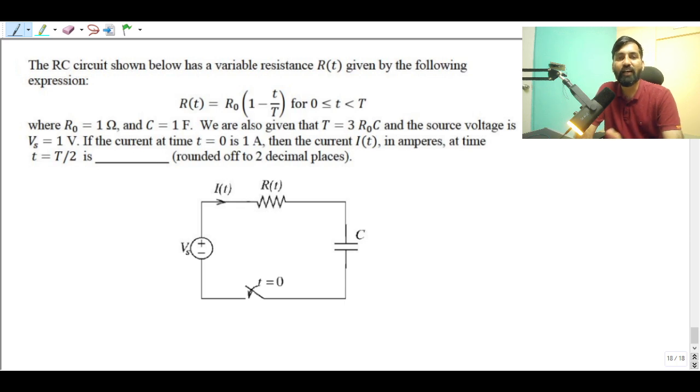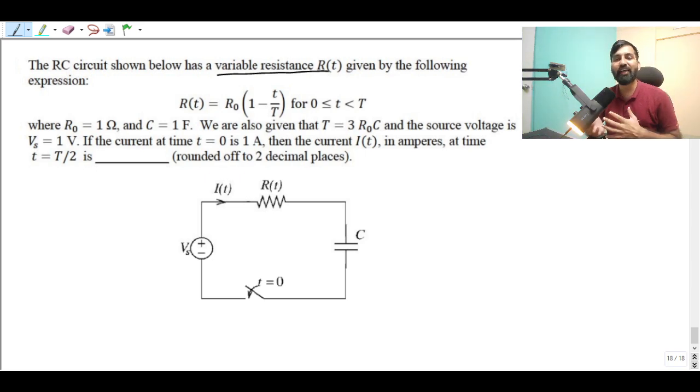So the RC circuit shown below has a variable resistance. This was one of the very good questions that was asked in GATE 2019. So what we can expect here is in 2025 also we can expect the same question. The resistance is given by the following expression: R(t) is equal to R naught times (1 minus t by capital T), where t is ranging from 0 to capital T, where R naught is 1 ohm, C is 1 farad. So you see here they have given the values for R naught and C. They want to make your life very simple.